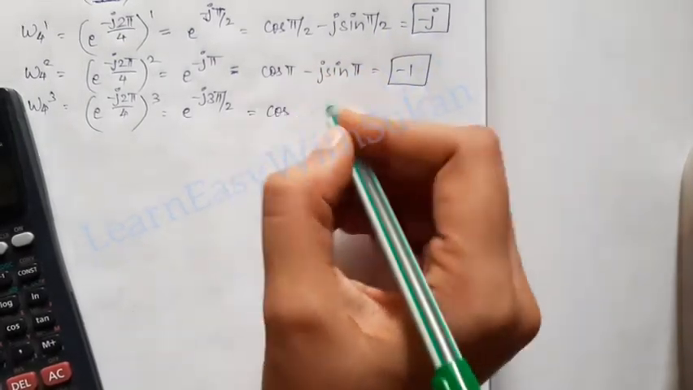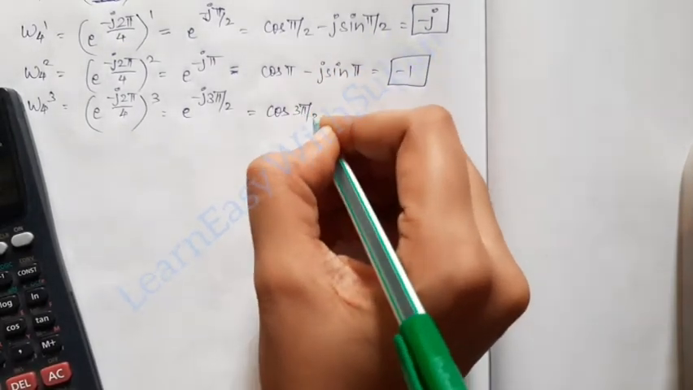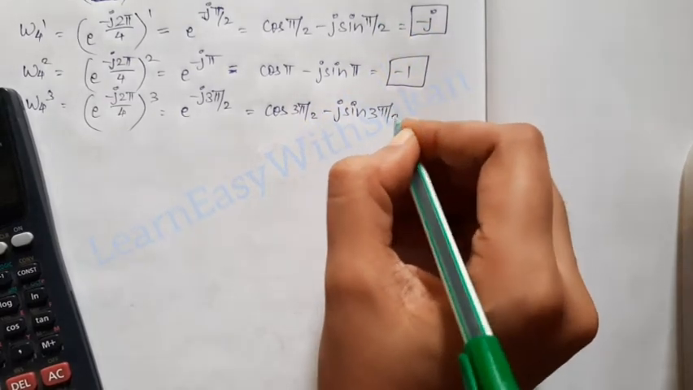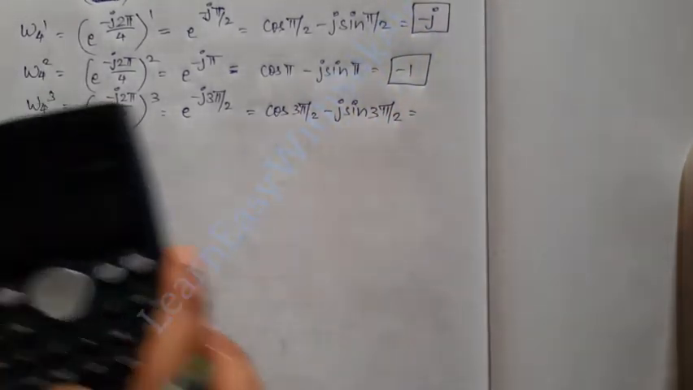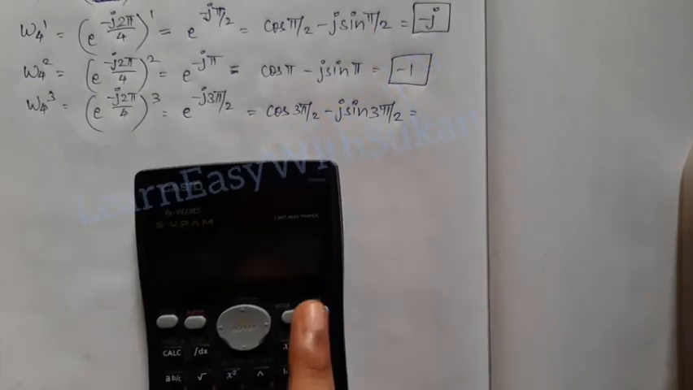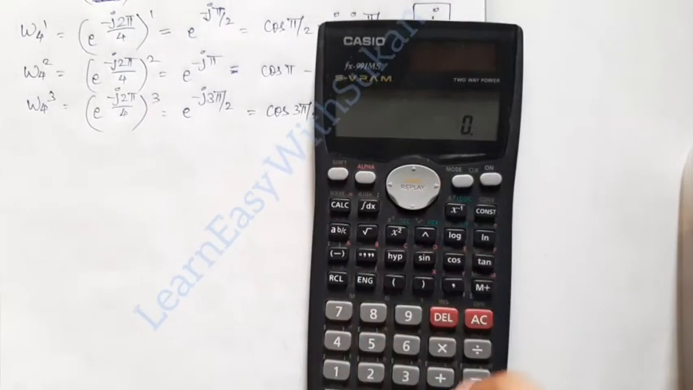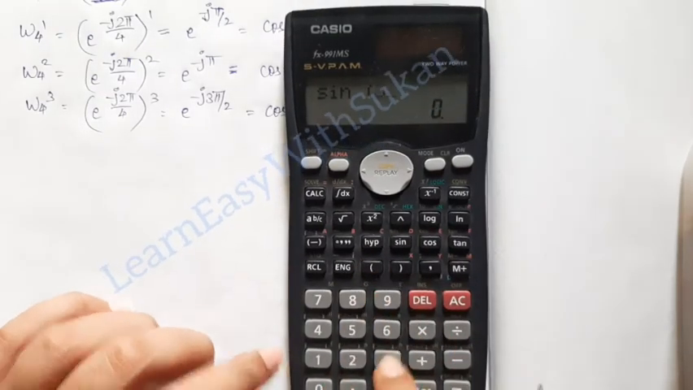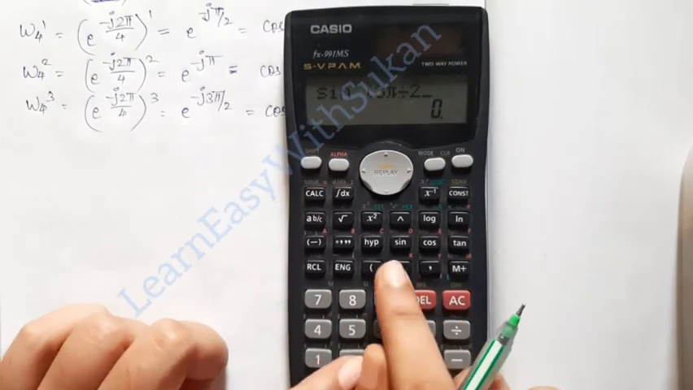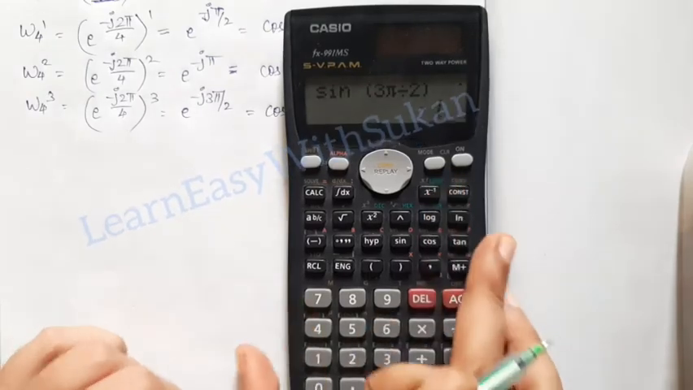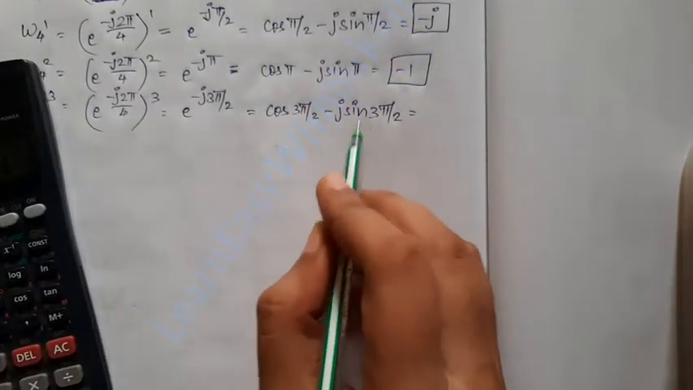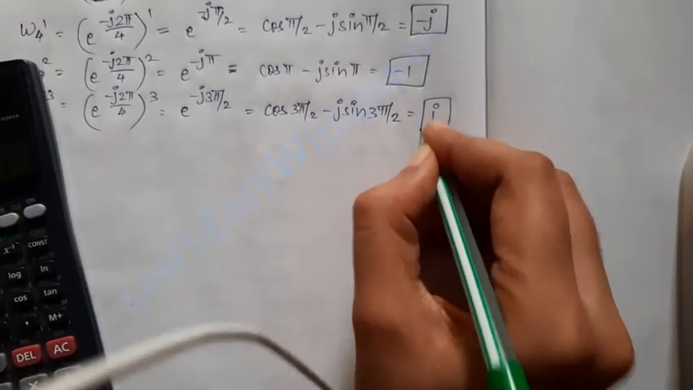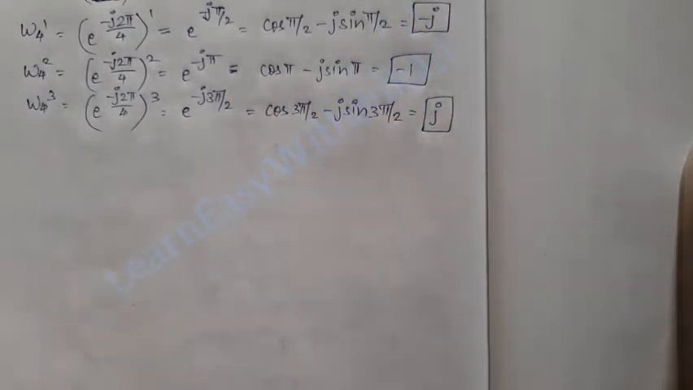What we need to find? Cos 3 pi by 2 minus j sin 3 pi by 2. So now we got this factor to be 0. We have minus there. Now sin of, open bracket, 3 pi by 2 is equal to minus 1. So this is minus 1 and minus 1 into minus j is plus j. Okay, now we have got the values for 0, 1, 2 and 3.